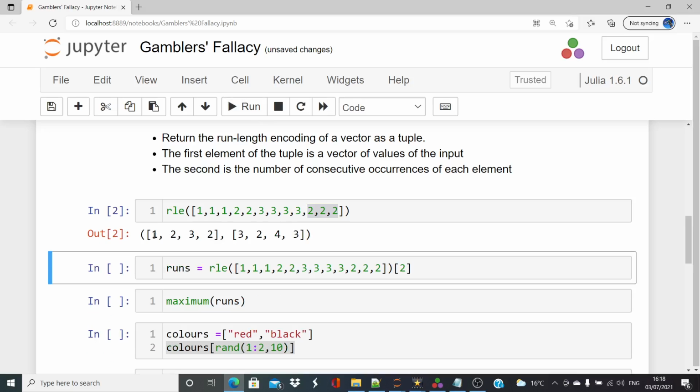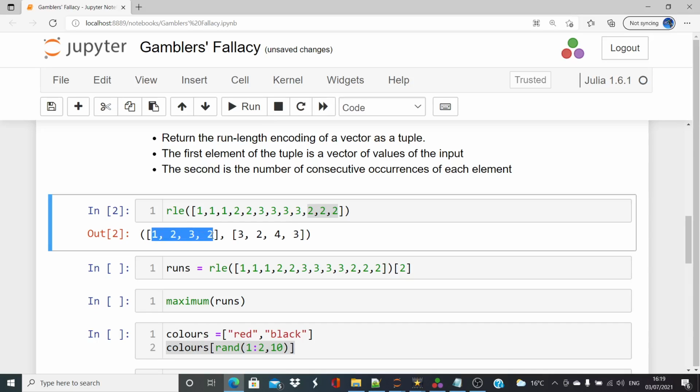So this gives the value that came up for a particular run, and this gives you, that's the first part, and this gives you how many occurrences were in that run. Okay, so it's a way of re-expressing that information in terms of consecutive occurrences. So 1 came up 3 times in a row, then 2 came up twice, and so on.